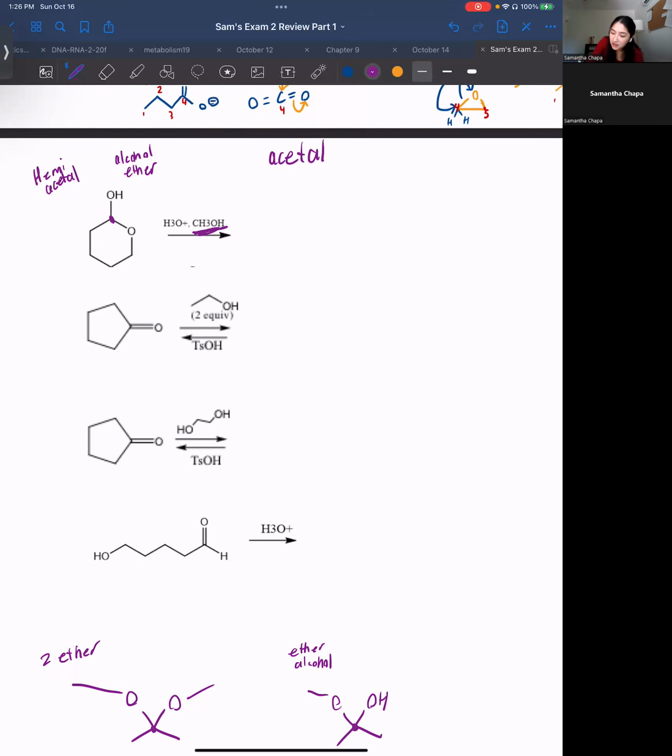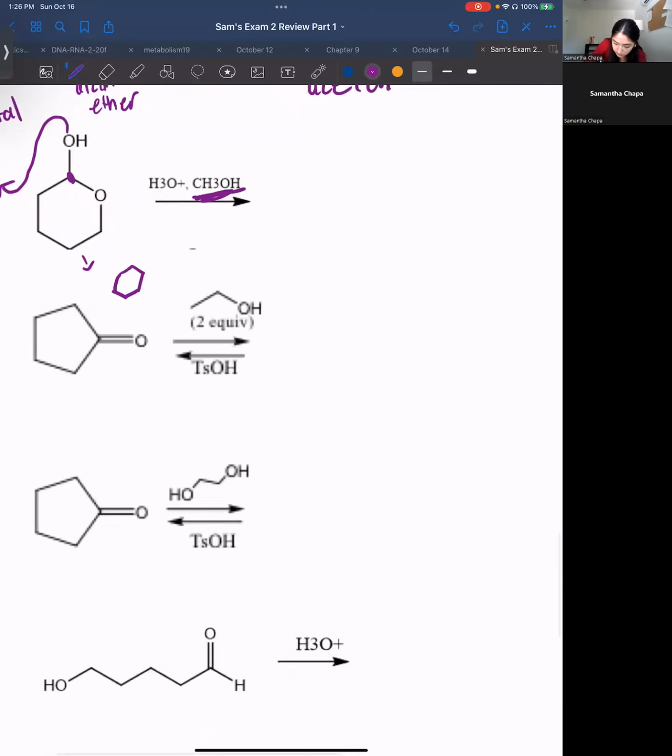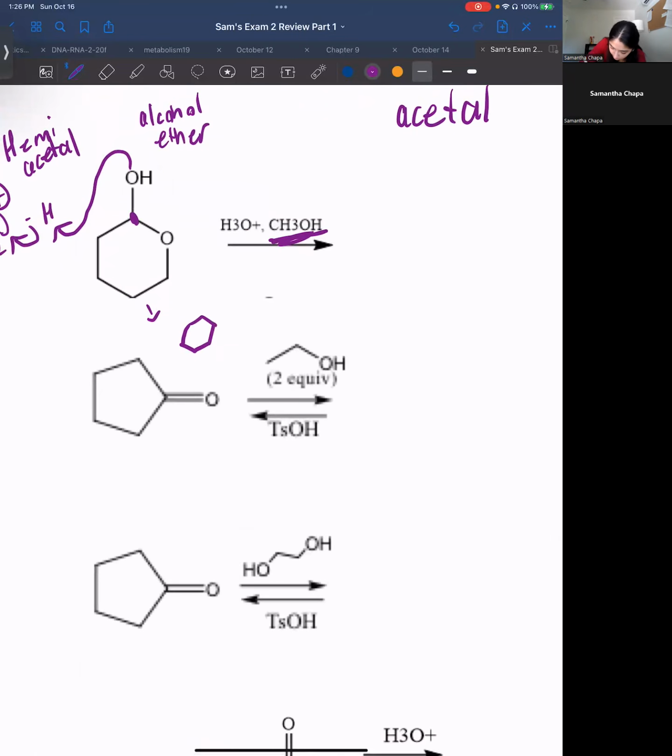Let me see if I can get this mechanism down for you guys. So this is my acid. This is going to act as a base, deprotonate to make water. Maybe closer. Oh, there's an oxygen that goes there. And so I make a good leaving group.